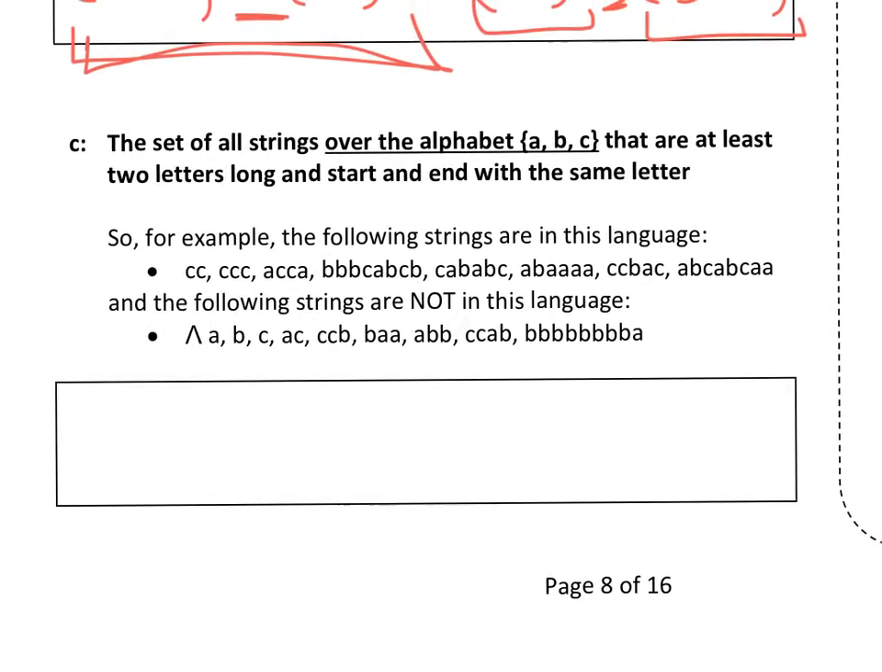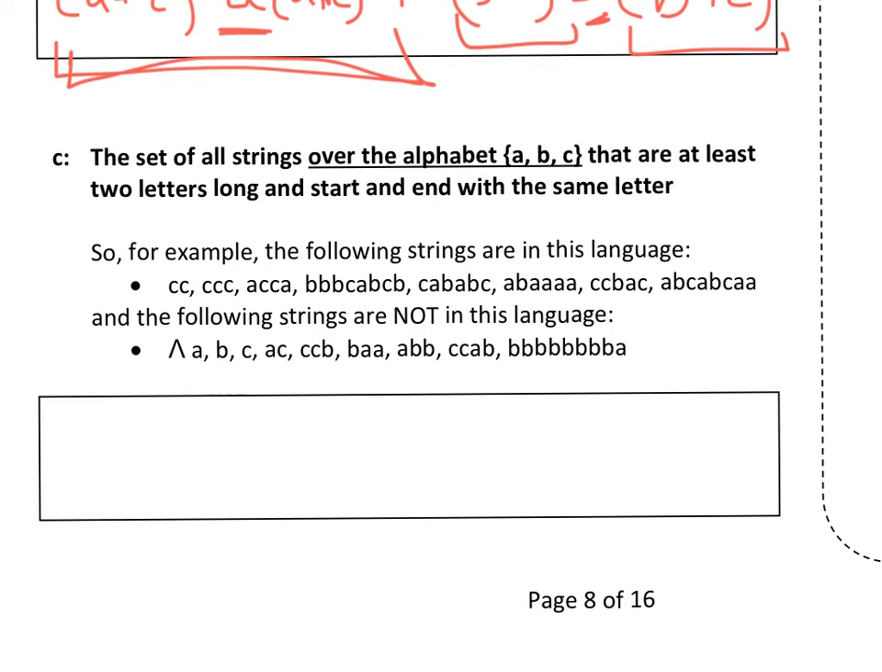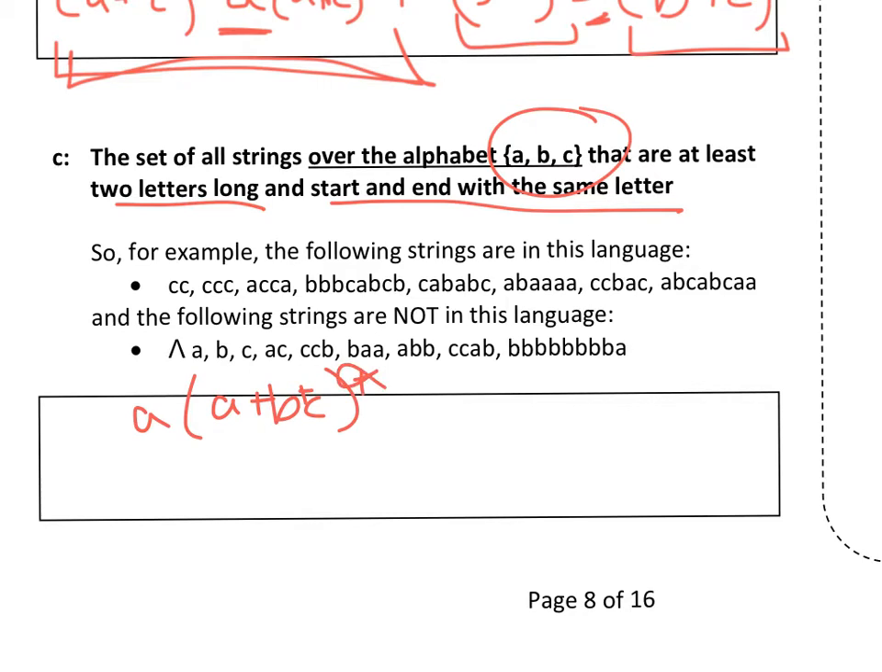Okay, and the last one, it has to be at least 2 letters long and start and end with the same letter and same alphabet. Okay, so start and end with the same letter. Oops, I lost my pen. So we're going to have like A, and then it could have an A or a B or a C. Oops, there's a plus in there. Star. And end with an A.